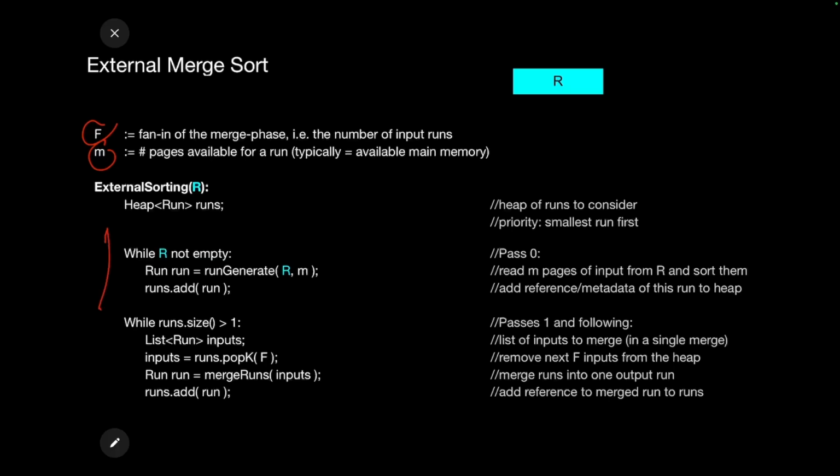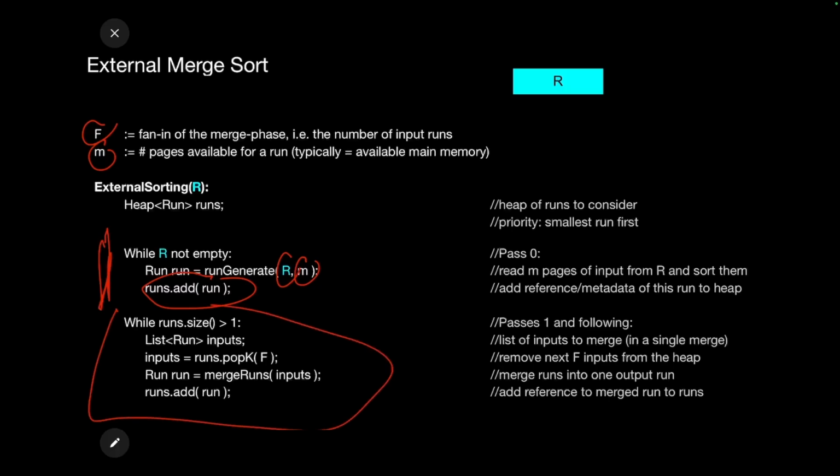You always grab m elements of main memory, get the next m elements from the input R, and append this to the heap. So I use a heap to manage the existing runs. You have to keep track of which runs you generated already, because you later on have to merge them. So you have to be able to access those runs, and I do that in a heap here. Once you're done here, you have the runs generated for the entire input data set.